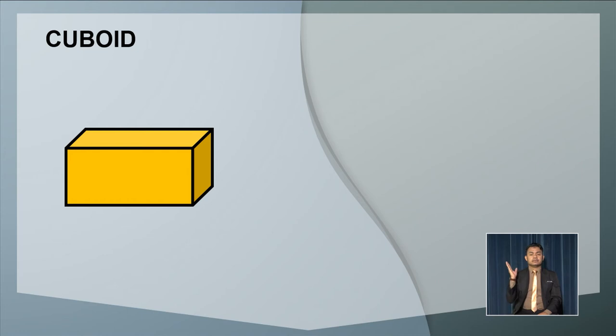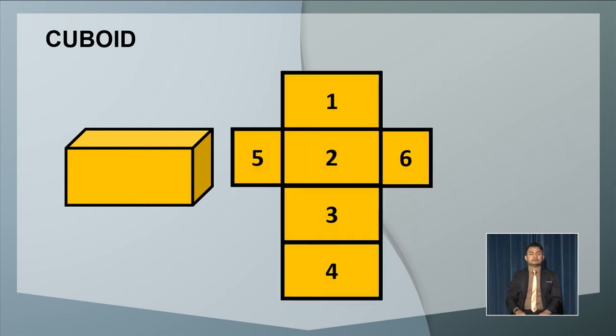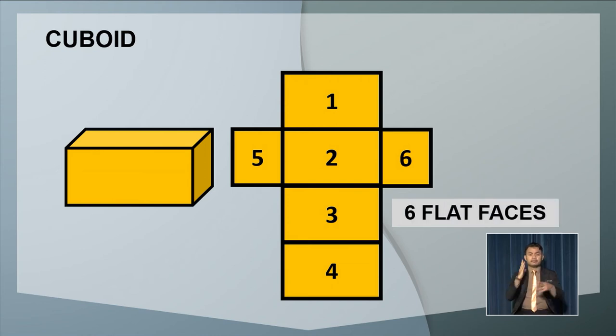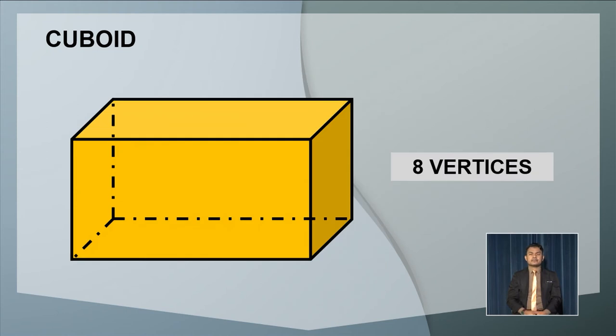This is a cuboid. A cuboid has also 6 flat faces. 2 flat faces have a different shape as shown in the picture. 1, 2, 3, 4, 5, 6. 6 flat faces. A cuboid has 8 vertices. 1, 2, 3, 4, 5, 6, 7, 8. 8 vertices.